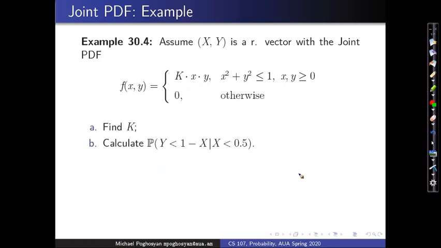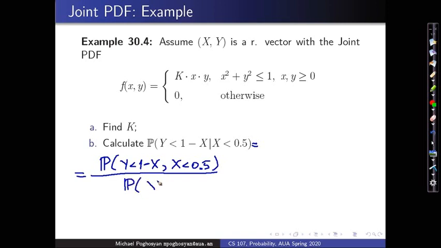I'm erasing everything here, and I'm calculating this probability. So again, I'm first writing the definition of that conditional probability. I'm writing that probability in the following form: probability that y is less than 1 minus x and x is less than 0.5, over the probability that x is less than 0.5.